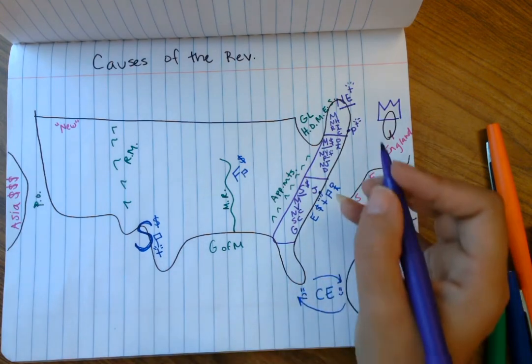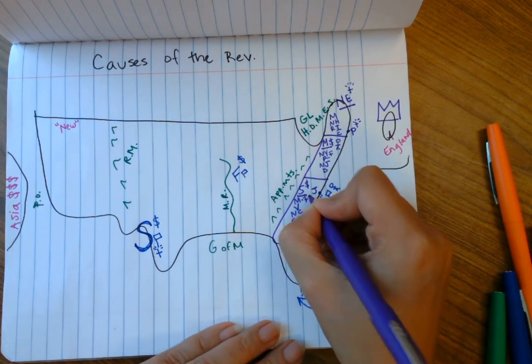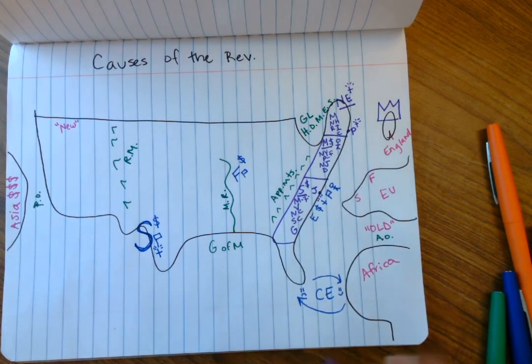One of these colonies is religious. That is going to be none other than Maryland. The Catholics are going to go to Maryland. Right there. All right, I got my 13 English colonies.